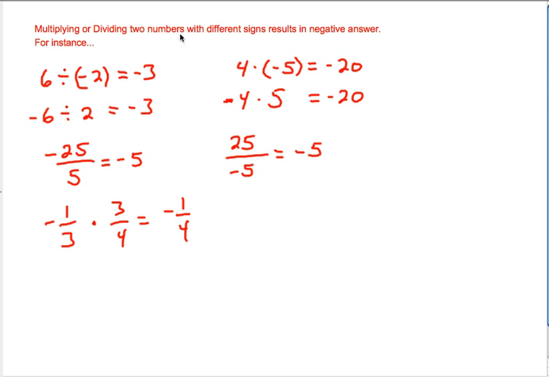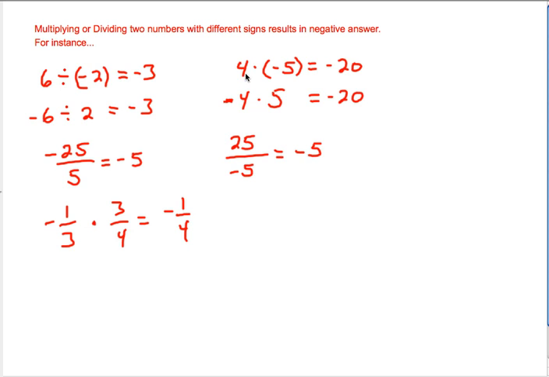When you're multiplying or dividing two numbers with different signs, you will always get a negative answer. So in this case, we have a positive 6 divided by a negative 2. Well, we know 6 divided by 2 is 3, but since these are two different signs, we get a negative. And it doesn't matter where the negative is. The negative could be the second number or the first number, as shown in this example. So negative 6 divided by 2 is also negative 3. Again, this fraction here shows division, so a negative divided by positive is a negative.